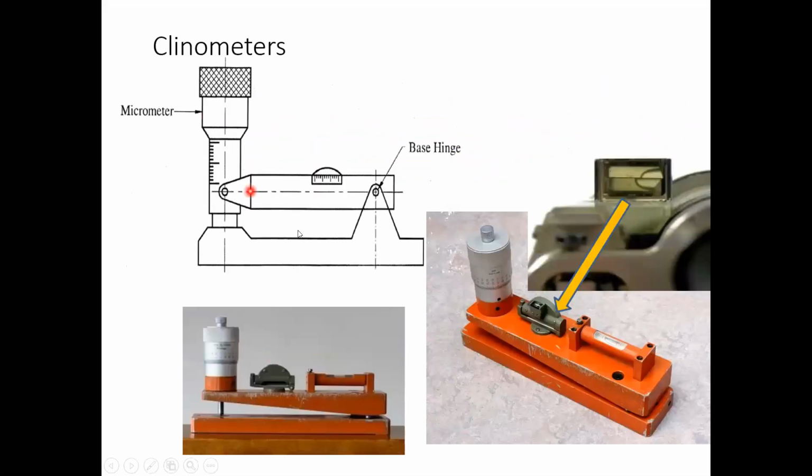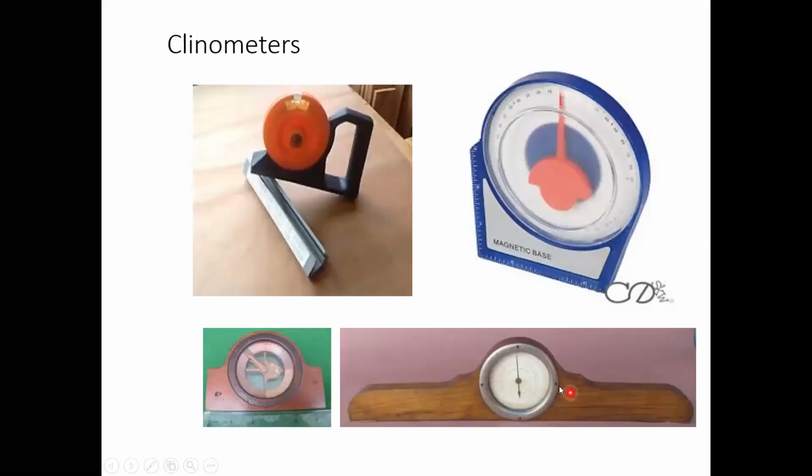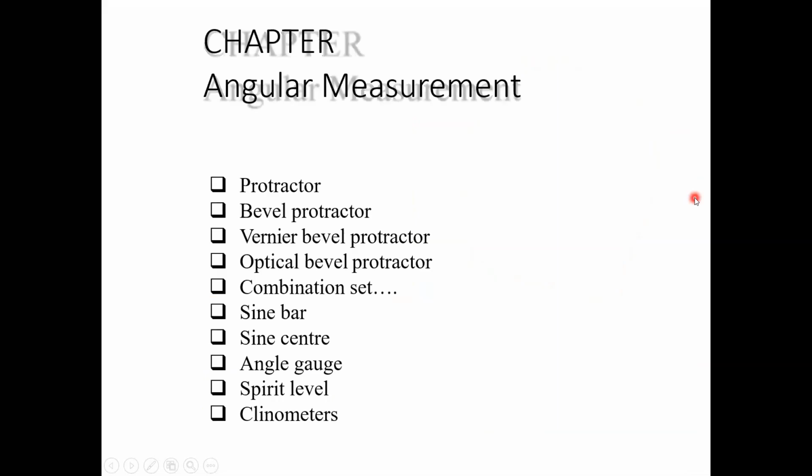Observe here, this is a micrometer clinometer. Dial type clinometers are also there. The dial type clinometers simply show the reading directly without any measurement with the micrometer or vernier. Directly the reading is shown by the pointer on the dial. Okay, this is all about clinometers. Next we go for the autocollimator.